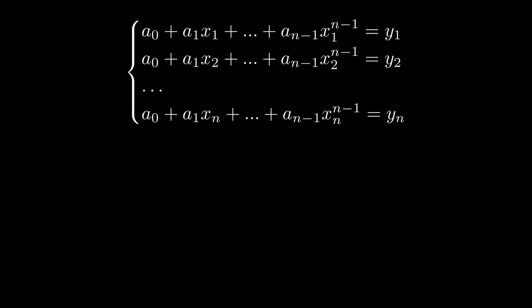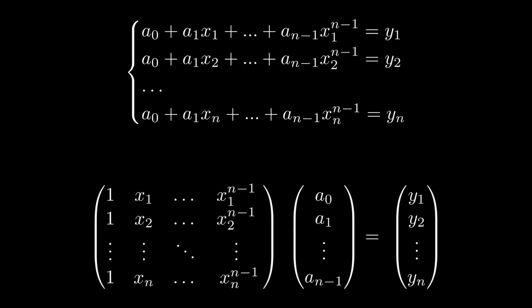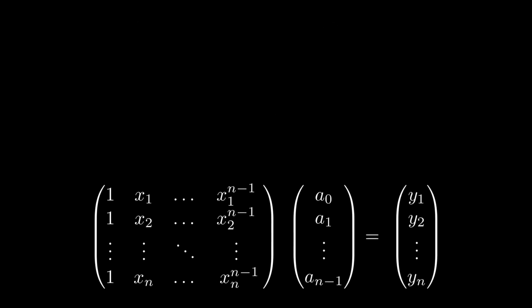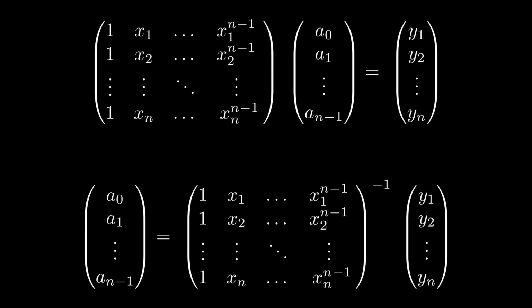To do this, we simply write a system of equations for each of the endpoints (xi, yi), after which we then rewrite this as a matrix equation of the following form. If we want to find the coefficients of the polynomial, we simply need to multiply the inverse of the x-coordinate matrix by the y values.